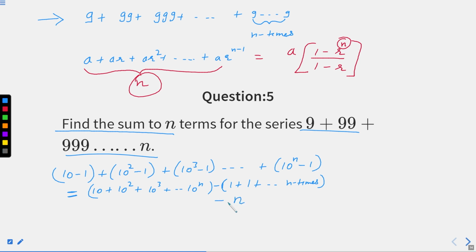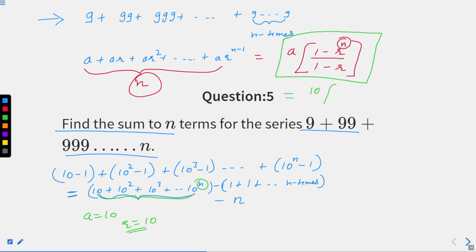Now this is minus n. Now what about this? My sum for this is given by the formula of the finite GP series. The first term here is A, which is 10, and the common ratio R is also 10, and the total number of terms is n. So from the formula I can easily find: 10 times (1 minus 10 power n).